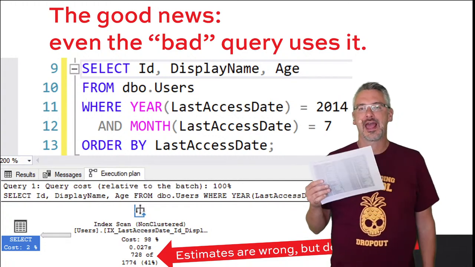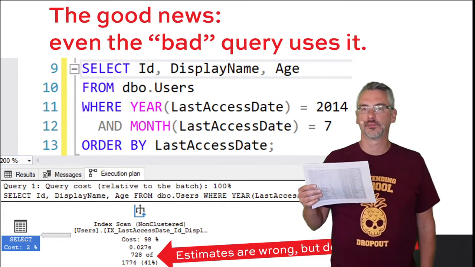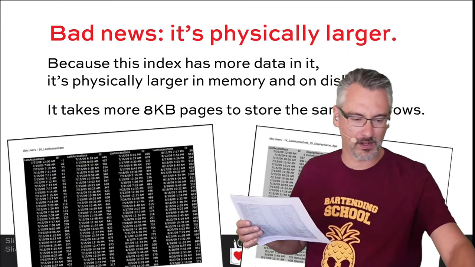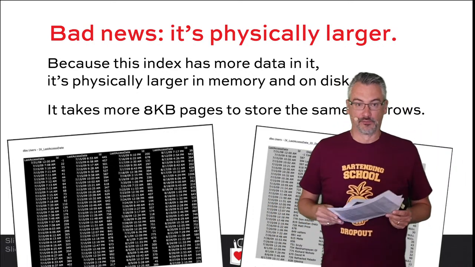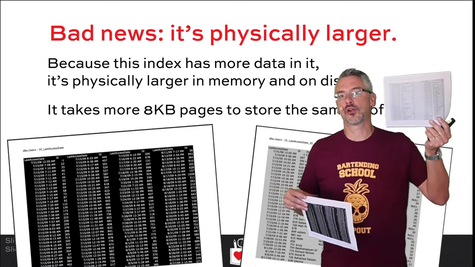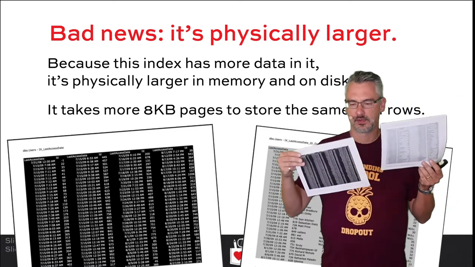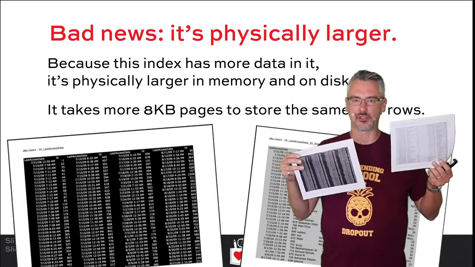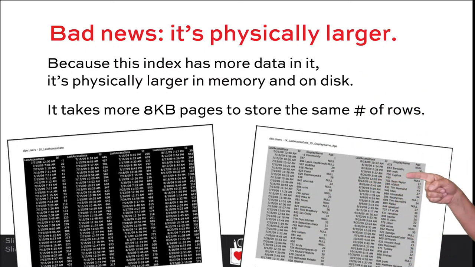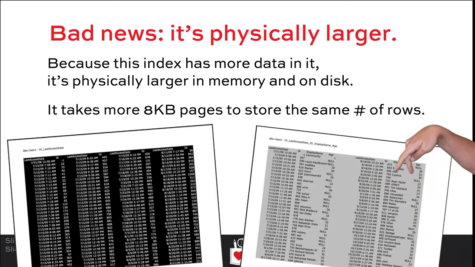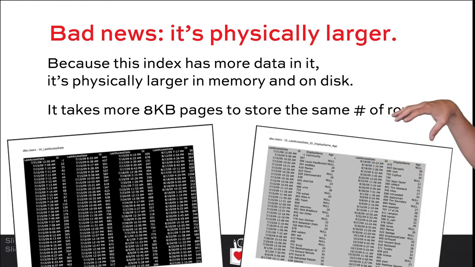So why don't I just add all kinds of columns to every index? Well, if I compare the old and new indexes, the new index is physically larger than the old index. I know what you're saying. Wait a minute, Brent, they're both 8K pages. Well, yeah, but this stack of paper is going to be higher because it has more columns in it. I can fit fewer users per 8K page on this index. And I can measure that.